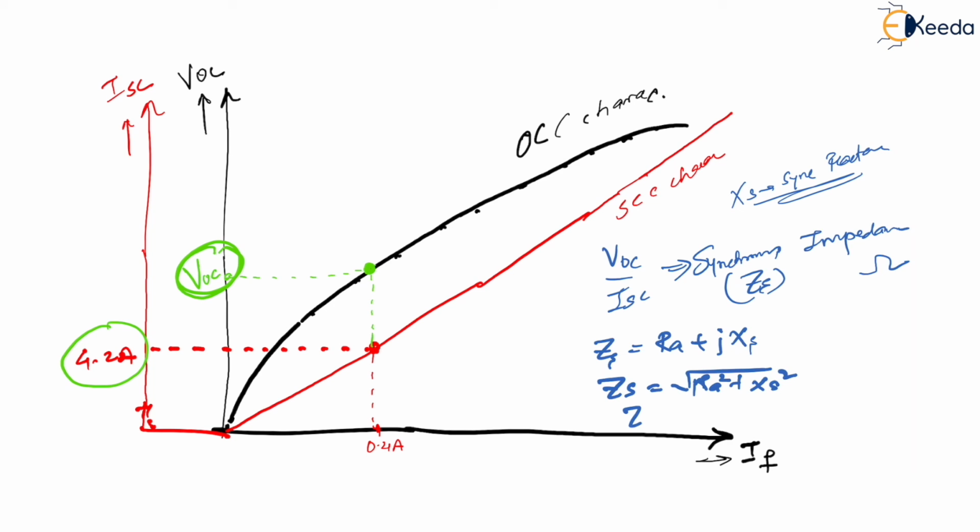Now if you square on both sides, you get ZS squared equals RA squared plus XS squared. But what are you interested in? RA squared value you already know, ZS squared value you already know, you want XS squared. So XS squared is ZS squared, and if you keep RA squared on the other side, you get minus RA squared. Now if you take the square root, the square is gone because of the square root on the left-hand side. So you have got the synchronous reactance XS equal to the square root of ZS squared minus RA squared. Synchronous reactance is found out.